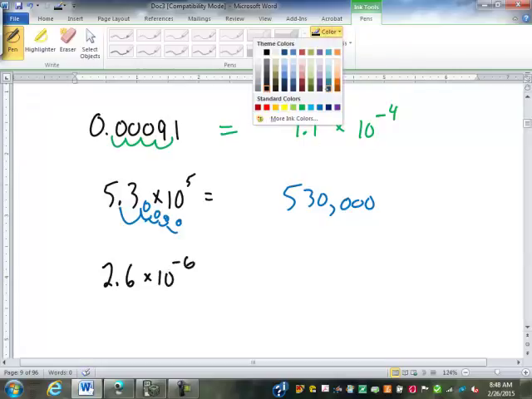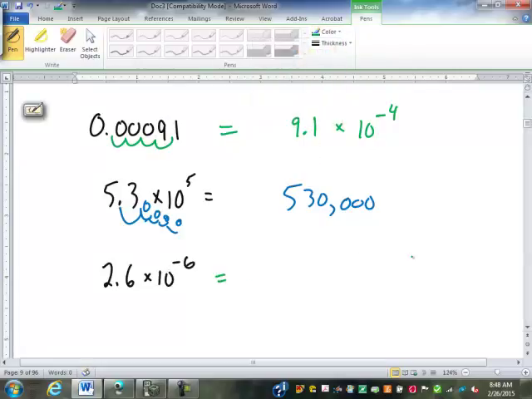How about this one? To the left, because it's a negative, so that means it's a small number. So 1, 2, add a 0, 3, 4, 5, 6. So that is right there.